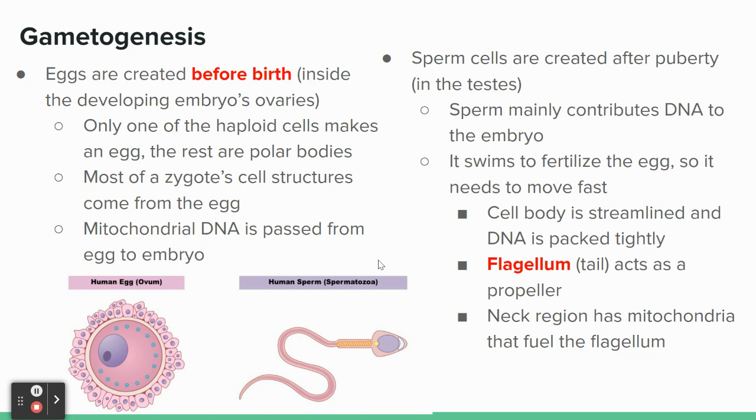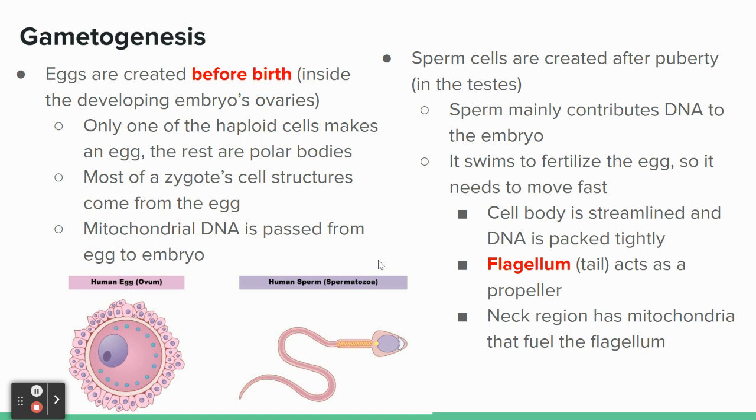So eggs are created before birth inside the developing embryo's ovaries. So an XX organism in human would start developing as an embryo inside their XX parent's body, and they would begin developing, and only one of those haploid cells would make an egg. Okay, after the meiosis part, right? You got 4 of them. Only one of those makes an egg. The rest are polar bodies. Okay, most of a zygote's cell structures come from that egg.